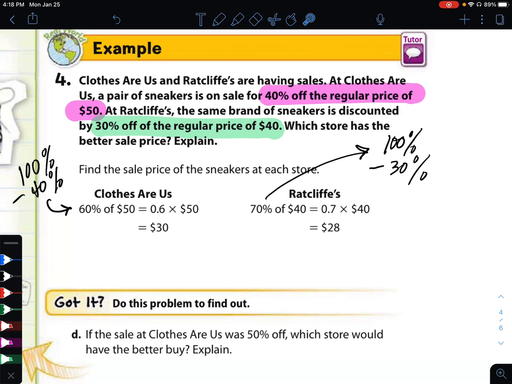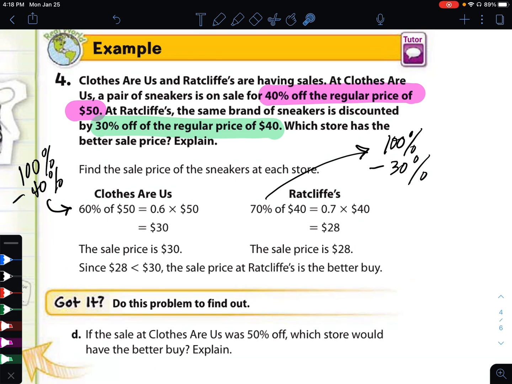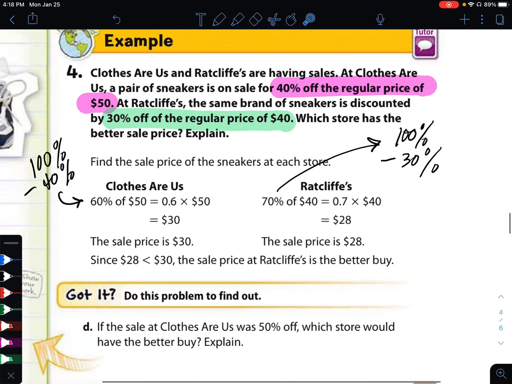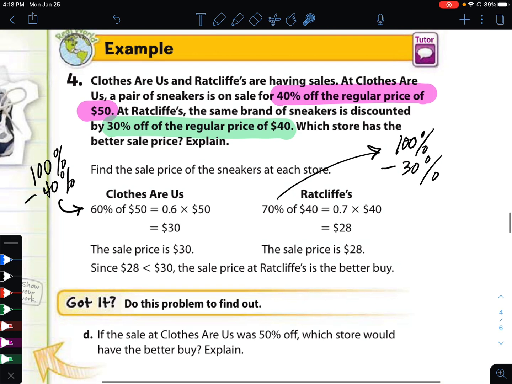Now, if you notice, Ratcliffe's sales price is better than Clothes R Us's sales price. Since $28 is less than $30, the sales price at Ratcliffe's is the better buy. Do the got it problem at the bottom, and let's see if you understand example number 4.